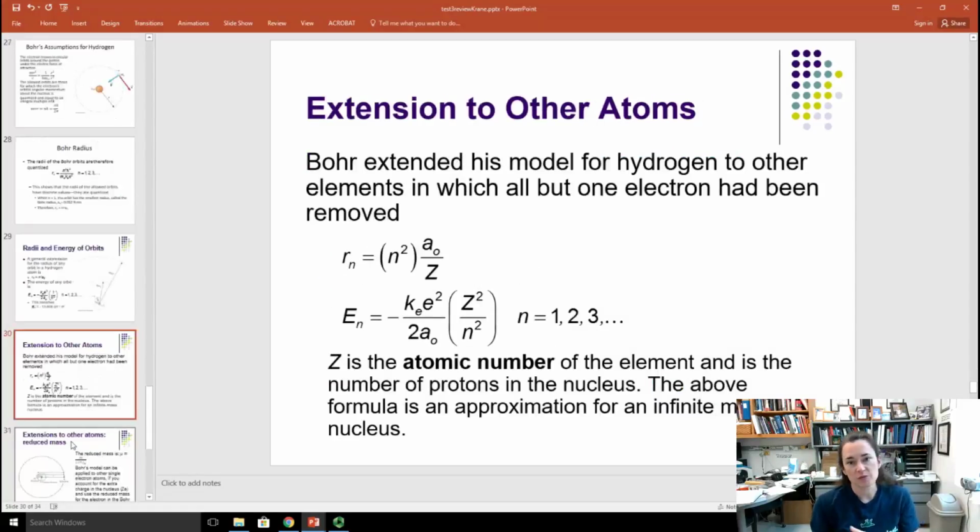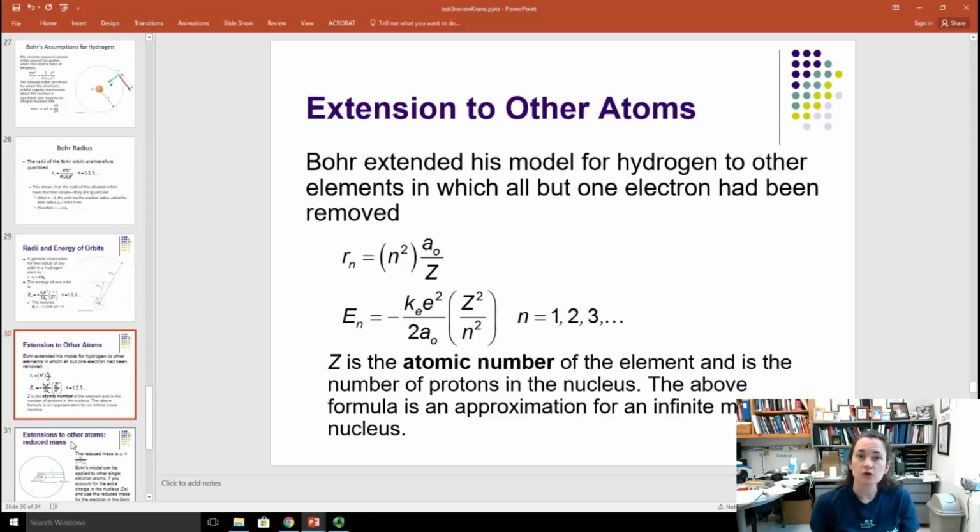You can extend the Bohr model to other atoms. Bohr did this. You can extend it to atoms other than hydrogen as long as you've only got one electron in that atom, so as long as it's ionized. In that case, the radius would be equal to n squared times a naught divided by Z, where Z is the atomic number of the element. Now, this makes sense, right? The radius is going to be smaller for elements larger than hydrogen.